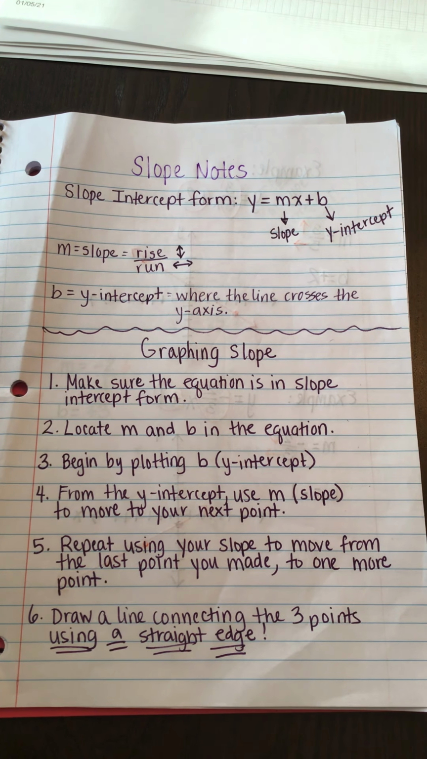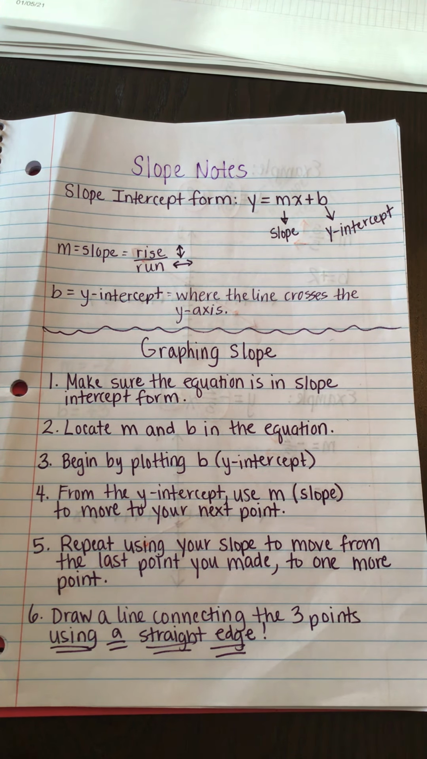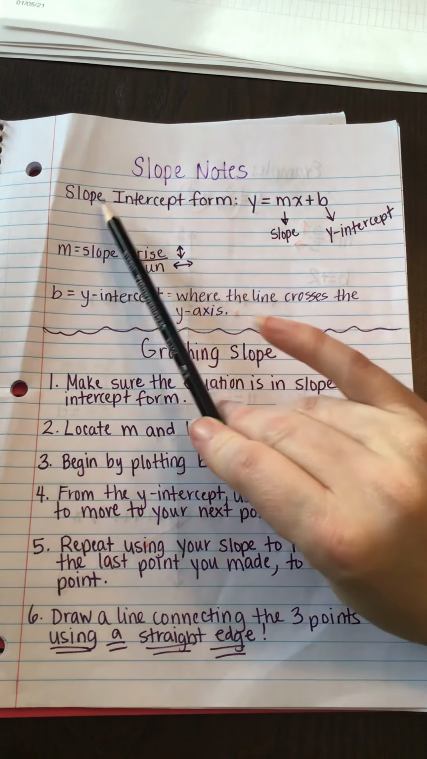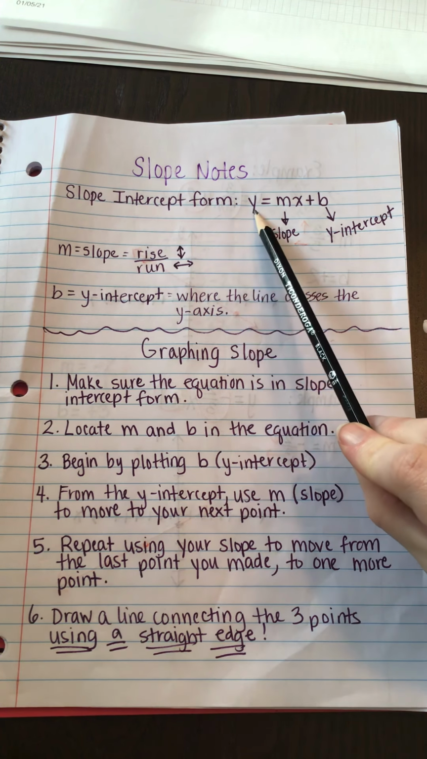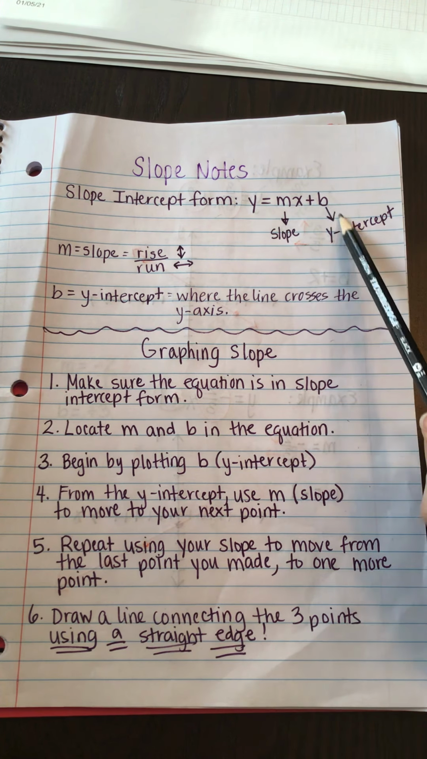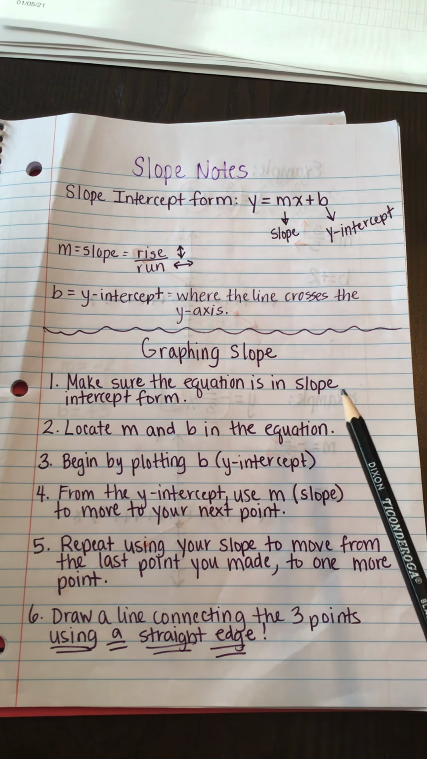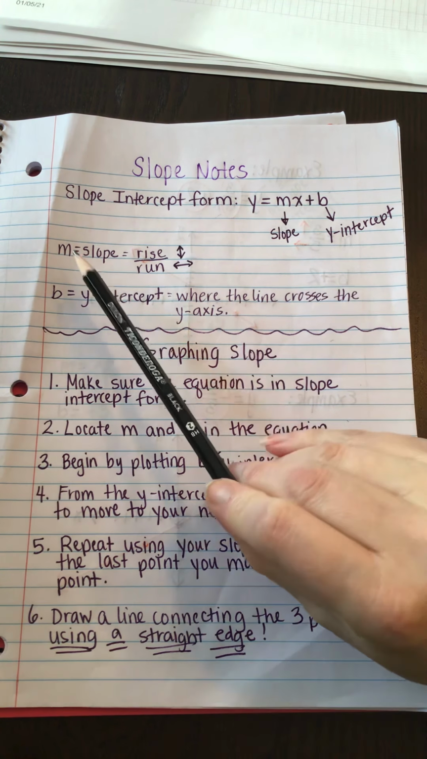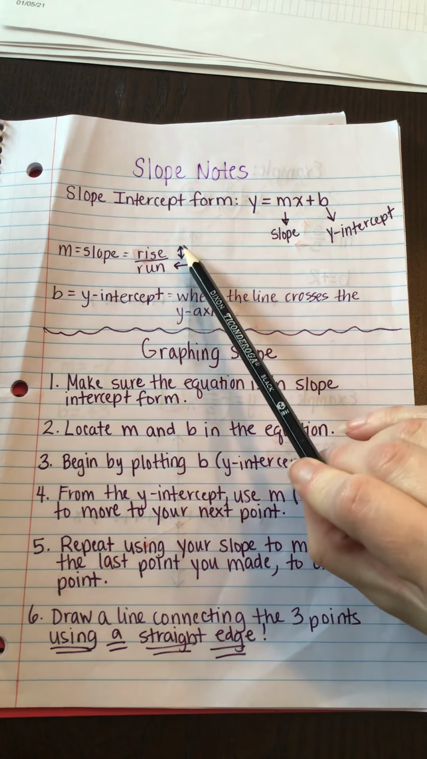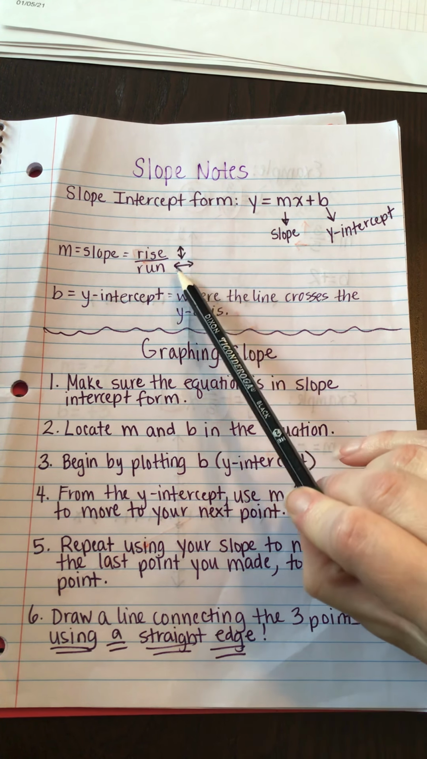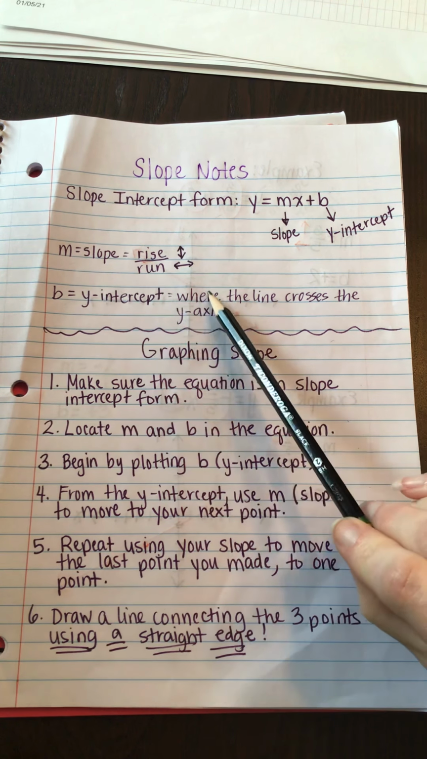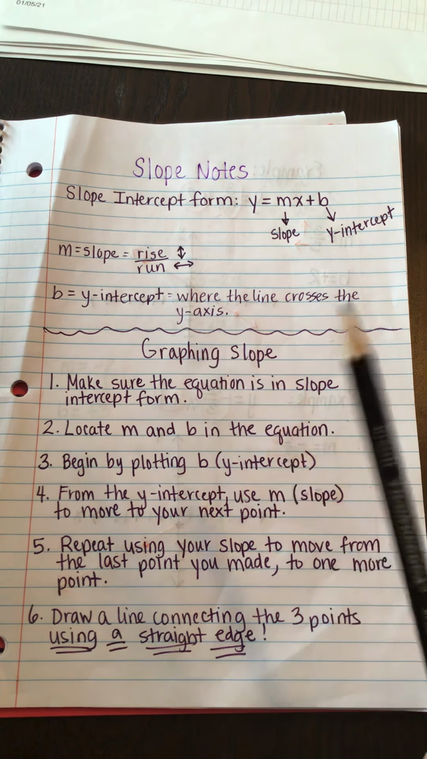All right, so this is covering slope notes. To begin, we want to know what slope-intercept form is, and that is y equals mx plus b, where m is your slope and b is your y-intercept. M, meaning your slope, means your rise over your run, so how much you're going up or down, left or right. B is your y-intercept, where the line crosses the y-axis.